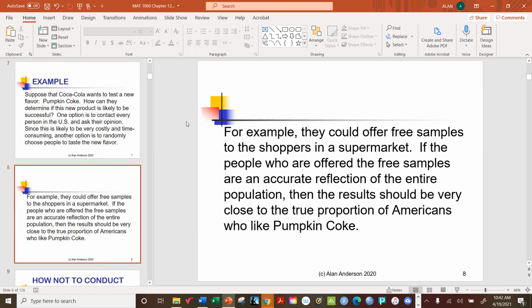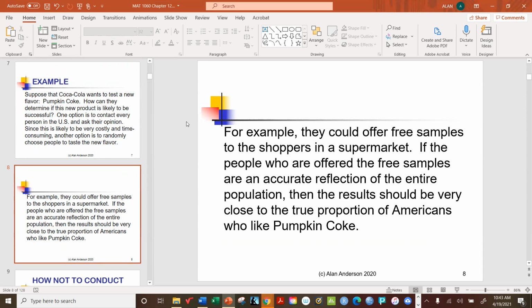So as long as the people that they survey are accurately reflecting the entire population, then they should be able to tell Coke more or less what proportion of the people they surveyed like the flavor or not. And then Coke has to decide what proportion is high enough that they can afford to bring it to market. For example, it might turn out that they can only make money if the proportion is at least 30%, and then that's what they'll be looking for in the results.